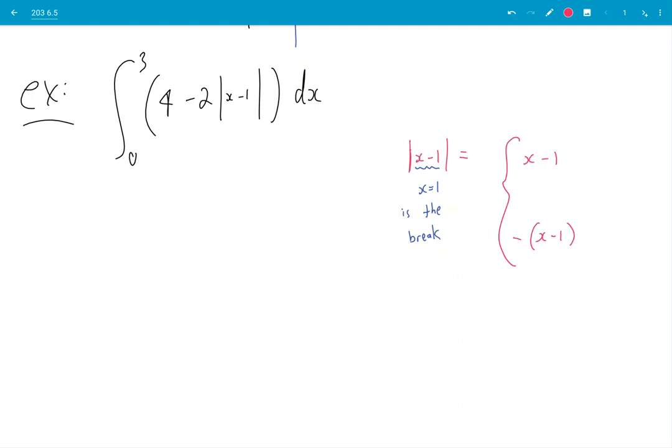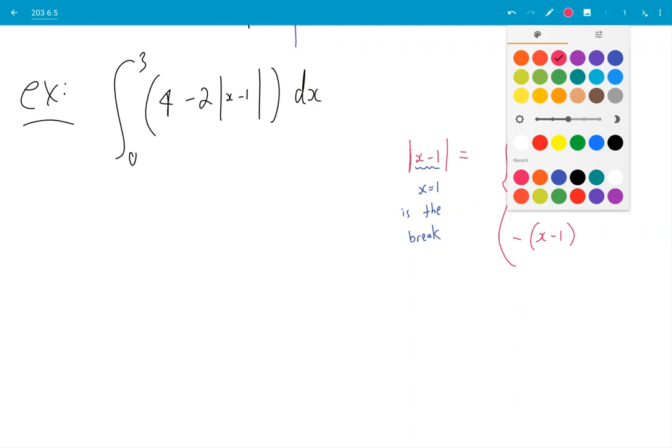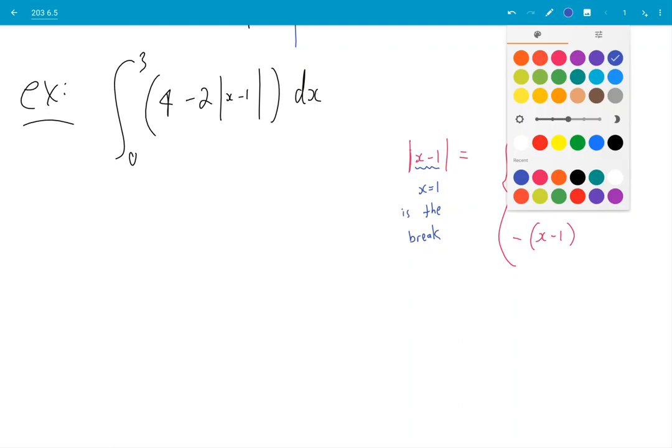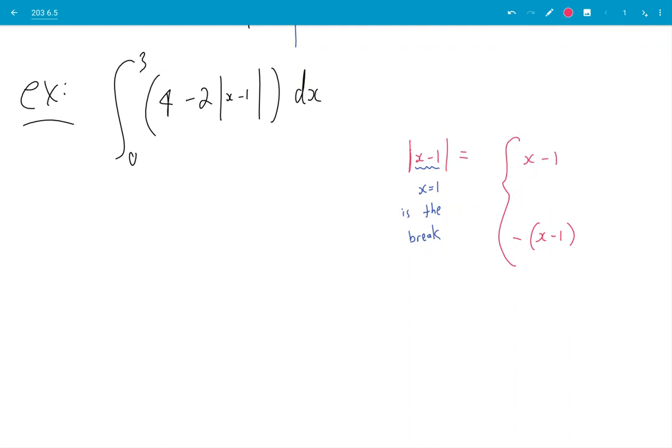Now here's how I think about it. When this quantity is negative, that's when you have to put another negative in front. So it's negative when x is less than 1. But when x is bigger than or equal to 1, that's when absolute value does nothing.